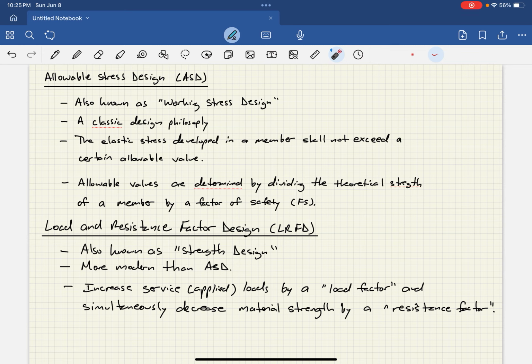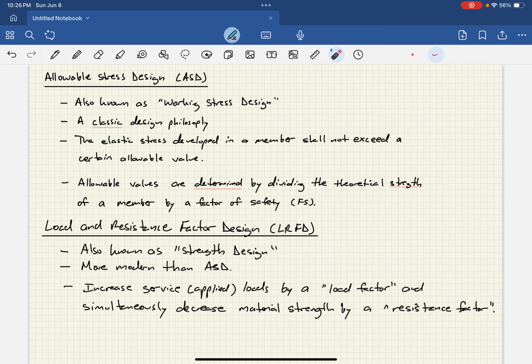Another term that is used, it's also known as working stress design. It is a classic design philosophy. The way it works is that the elastic stress developed in a member shall not exceed a certain allowable value. Allowable values are determined by dividing the theoretical strength of a member by a factor of safety, which we abbreviate FS.